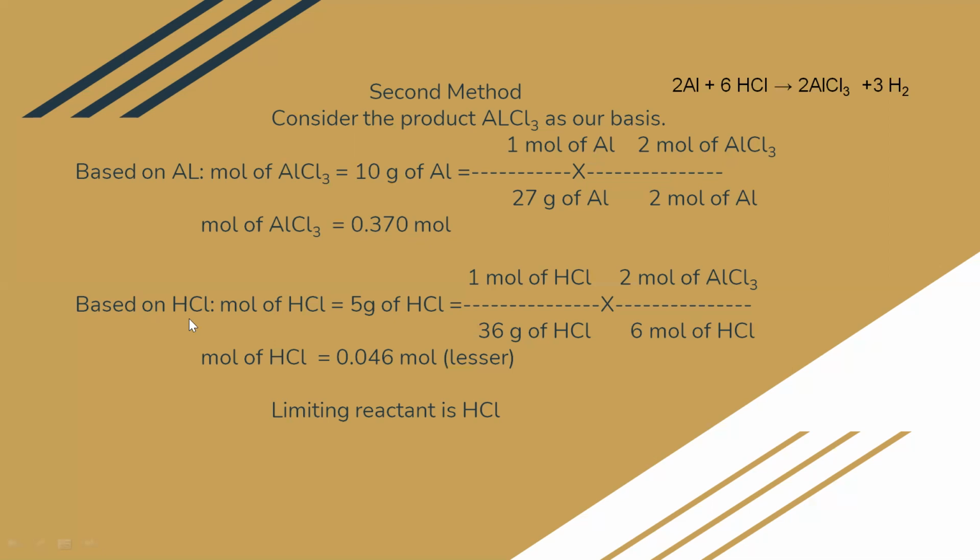Now, based on the hydrochloric acid, the moles of hydrochloric acid equals 5 grams of hydrochloric acid times 1 mole of hydrogen chloride over 36 grams of hydrogen chloride. This is the molar mass of hydrogen chloride, times 2 moles of aluminum chloride over 6 moles of hydrogen chloride. So 5 times 1 divided by 36 times 2 divided by 6. The moles of hydrogen chloride is 0.046 mole, which is lesser. Therefore, based on this calculation, the limiting reactant is hydrogen chloride.